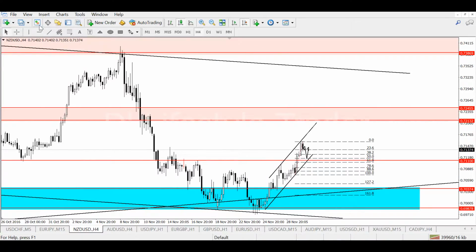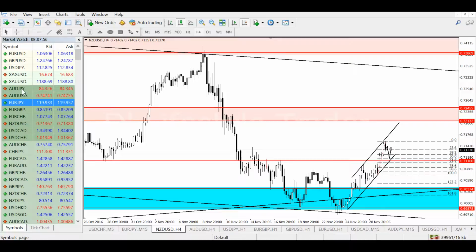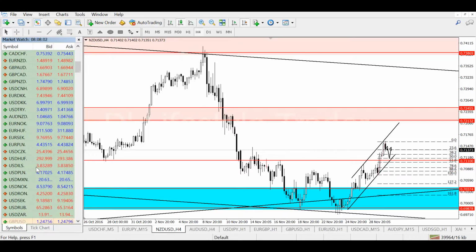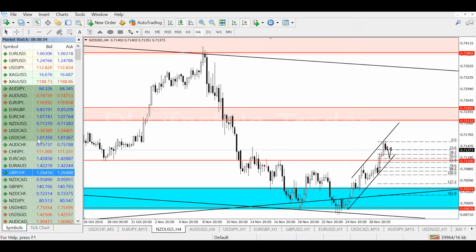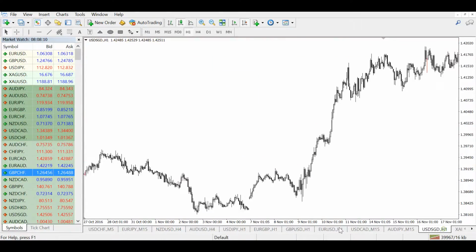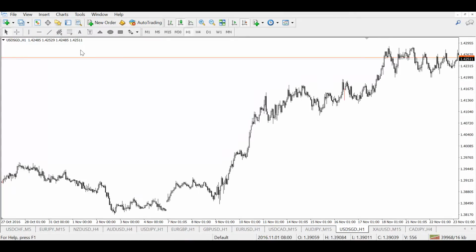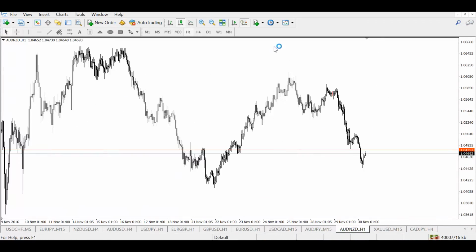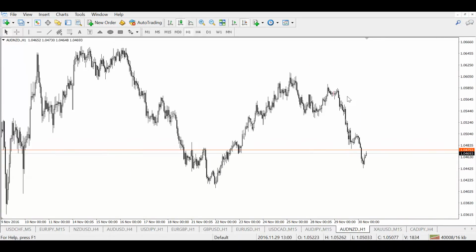Okay, since we know that there's a divergence right here between the Australian dollar and New Zealand dollar, might as well let us look for Australian dollar against the New Zealand dollar. Okay, never mind, I'll just type here AUD. So this is the Aussie against the Kiwi. It is quite obvious there's a divergence here.